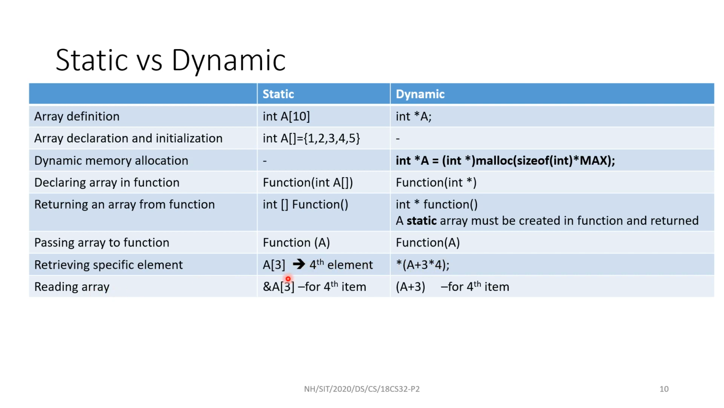To read the element in case of a static array, we should know the address. Address operator is used, ampersand. To which element you are going to read, ampersand A of 3. This is to read the fourth element. In the same way, in case of a dynamic array, to read the fourth element, the same technique is used: A of 3, A plus 3.